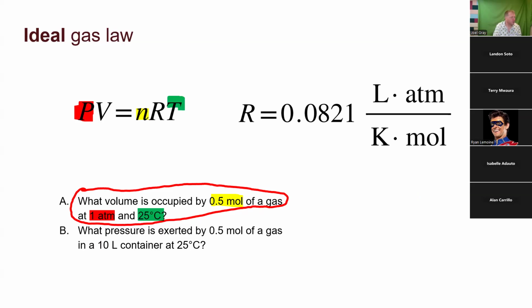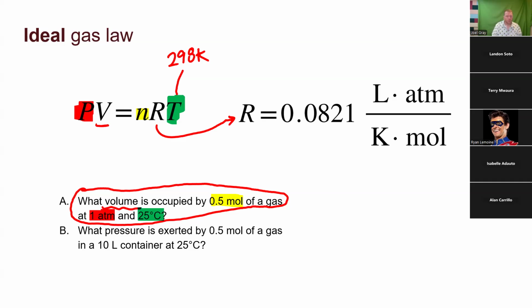Our temperature should be measured in Kelvin, but 25 degrees Celsius, we can convert that to Kelvin by simply writing 298 K. Now, the question that's being asked is what volume? So V is the unknown. When you have an ideal gas question like this, you'll be given this R value, 0.0821.